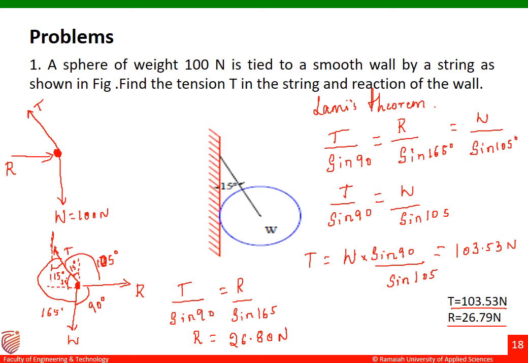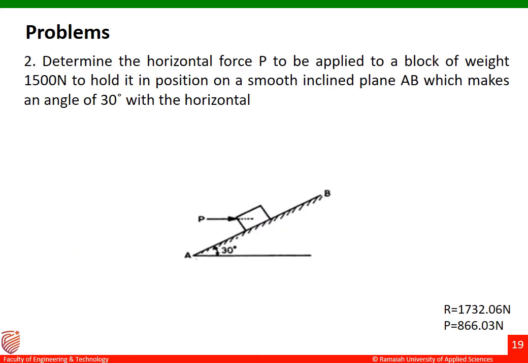So I told you the very first step is to write the free body diagram. Let us go to the second problem. Determine the horizontal force P to be applied to a block of weight 1500 to hold it in its position on a smooth inclined plane AB, which makes an angle of 30 degrees with respect to the horizontal. So what we have to find out here is the horizontal force P to be applied to a block of weight 1500.